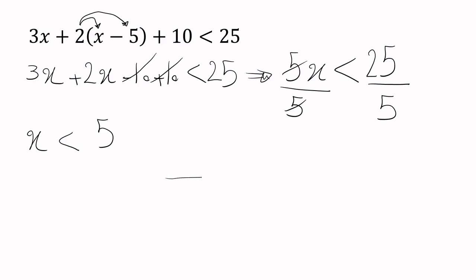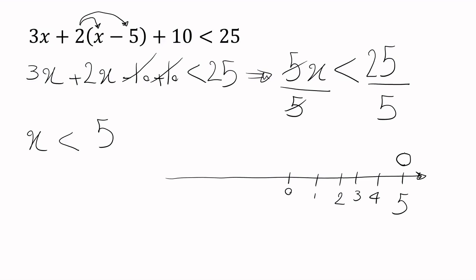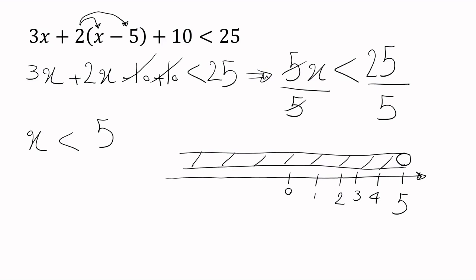Now I want to show it on a graph. I draw a one-dimensional graph, and I'm going to have 1, 2, 3, 4. Because it does not have an equal sign, the circle must be empty. And because it is less than 5, the answer will be this area.